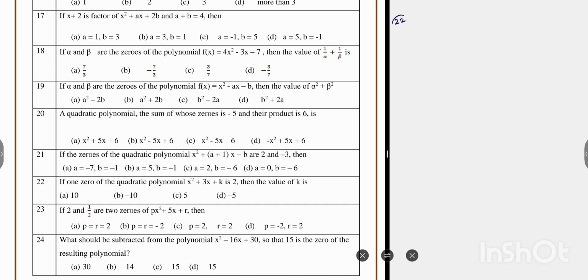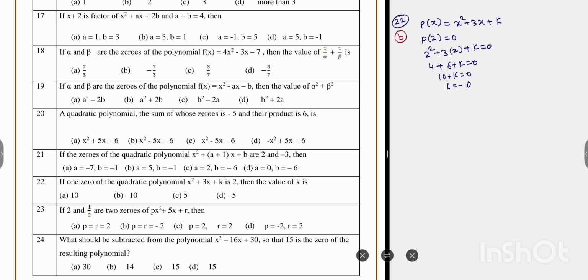Question number 22. One polynomial is given: P of x is equal to x square plus 3x plus k. And one of the zeros is given, 2. So whenever a zero is given, P of 2 is equal to 0. Because 2 is a zero, substitute 2 in the place of x and equate that to 0. So 2 square plus 3 into 2 plus k is equal to 0. So 4 plus 6 plus k is equal to 0. So 10 plus k is equal to 0. k is equal to minus 10. Question number 22, option B is correct.